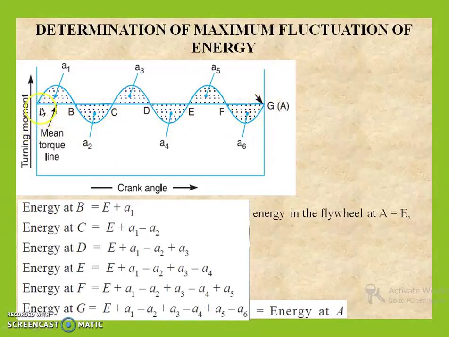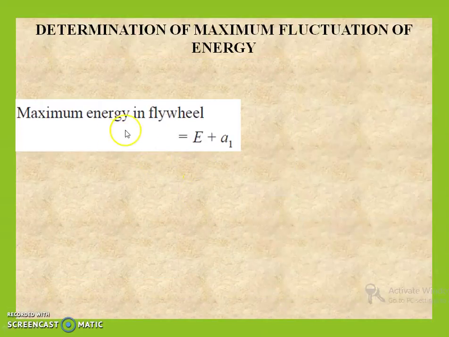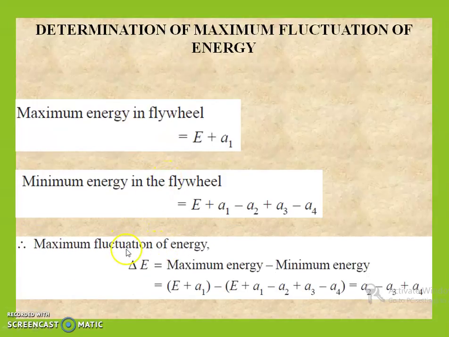So it has to be like that. The energy possessed by this flywheel at the point A and the point G must be the same. So that means the energy at the point G is equal to the energy at the point A. Now in this, let us assume that the maximum energy is at the point B, that is E plus A1, and the minimum energy is at the point E, that is E plus A1 minus A2 plus A3 minus A4. So we can write the maximum fluctuation of energy, delta E, as maximum energy minus minimum energy. Maximum energy is E plus A1, minimum energy is E plus A1 minus A2 plus A3 minus A4. So finally we get A2 minus A3 plus A4. This is delta E, the maximum fluctuation of energy.